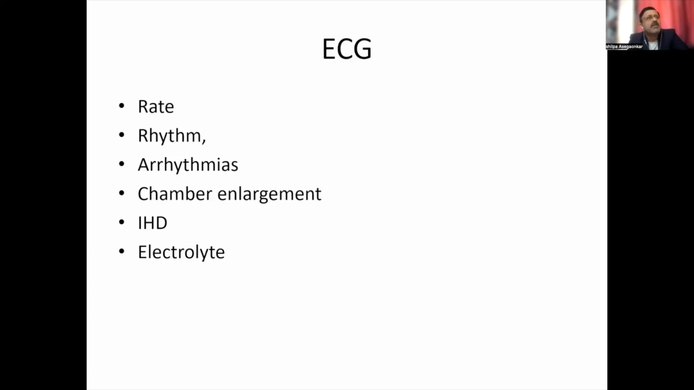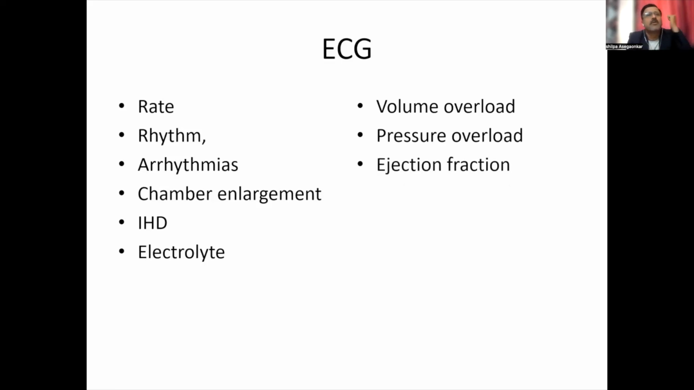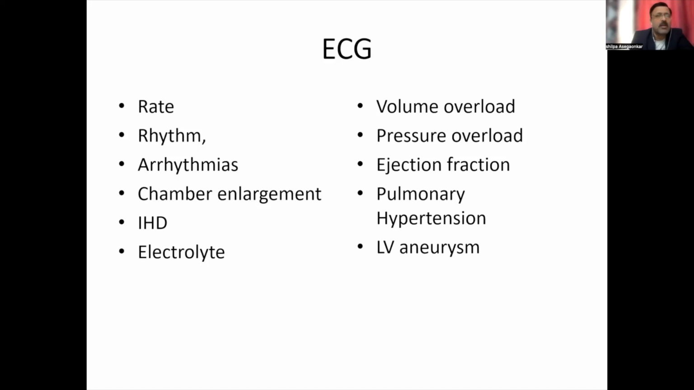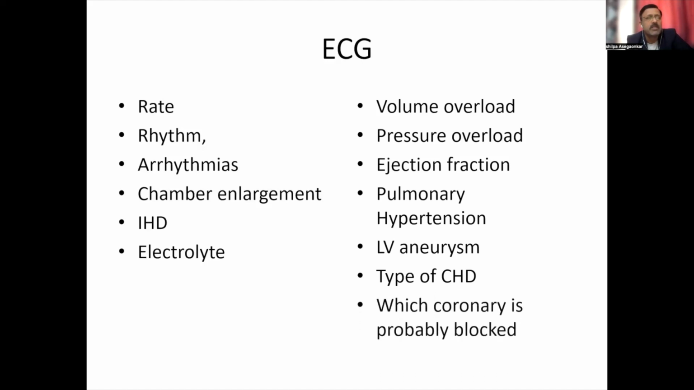For example, it can give us information about volume overload over the heart. It can give us information about pressure overload over the heart. It can give us information about ejection fraction, pulmonary hypertension, and LV aneurysm. To some extent, it can tell us which type of congenital heart disease, and which coronary is probably blocked.